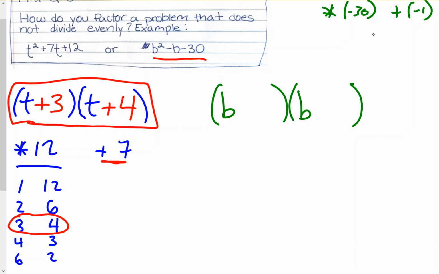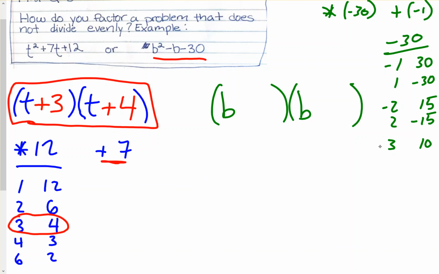Okay, so think of all the numbers that multiply to negative 30. You got 1 and 30. Now it's negative 30, so that means one of these numbers is positive, one of these is negative. So you could have two ways to get negative 30: negative 1 times 30 or positive 1 times negative 30. Then we would go to 2 and 15. So that would be negative 2 and 15 or 2 and negative 15. Next we could have 3 and 10. So that's negative 3, positive 10, positive 3, negative 10.